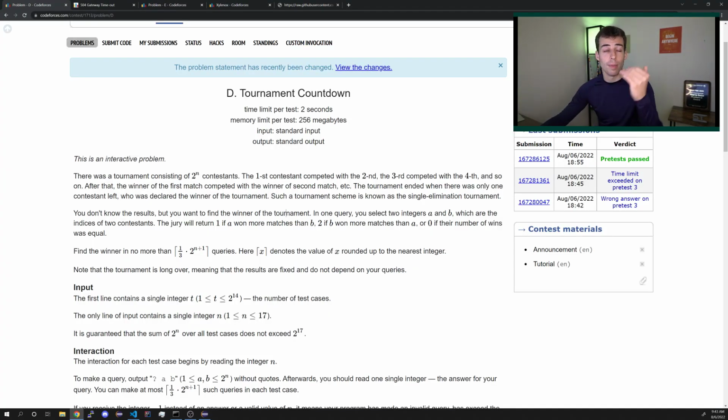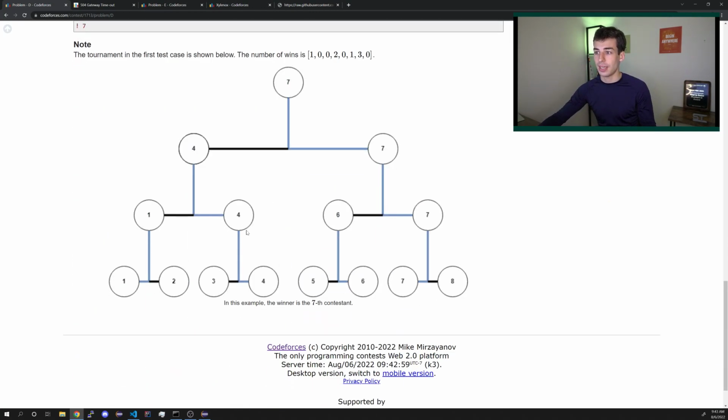So you have a bunch of people like this. They play in one of these tournaments, and the number of people is a power of 2. When 2 people play, one of them wins and moves on, the other person is eliminated. So, the single elimination bracket. For each person, the computer knows how many wins they have in this bracket. And you want to find who is the winner.